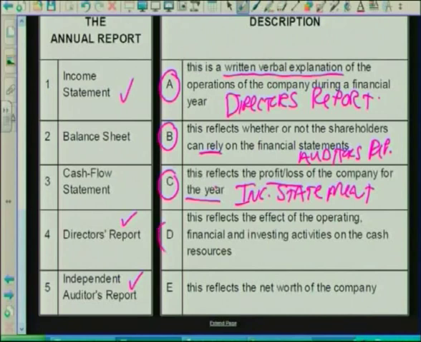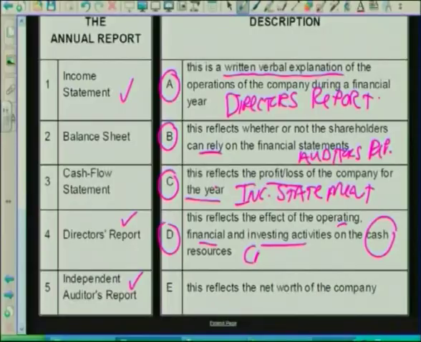Now let's look at D. This reflects the effect of operating, financial, and investing activities on the cash resources. So here we're talking about the flow of cash, inflow and outflow of cash. Yes, absolutely correct, grade 12s. We are talking about your cash flow statement. So there we go, cash flow statement.